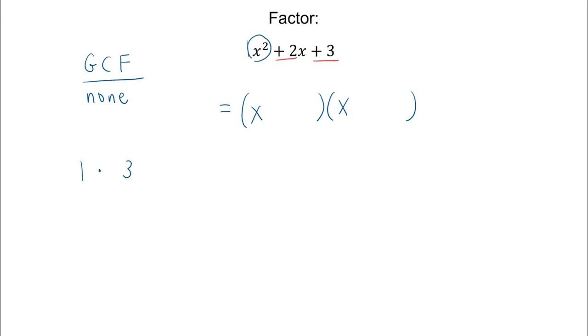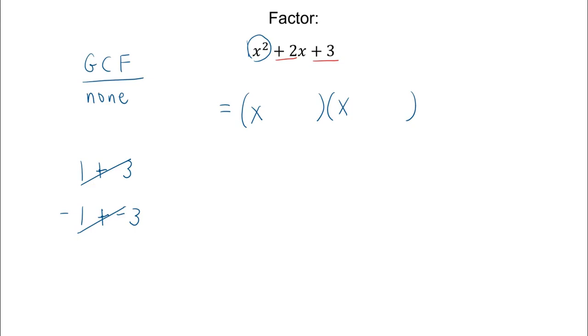1 times 3 gives us 3, and negative 1 times negative 3 also gives us 3. But there's no other combination of multiplying two numbers that will give us a positive 3. So now let's change our multiplies to adds, because we know that the correct number combination not only multiplies to positive 3, but adds to positive 2. 1 plus 3 is 4. That doesn't work. Negative 1 plus negative 3 is the same thing as negative 1 minus 3. Well, that's minus 4. That combination doesn't work either.